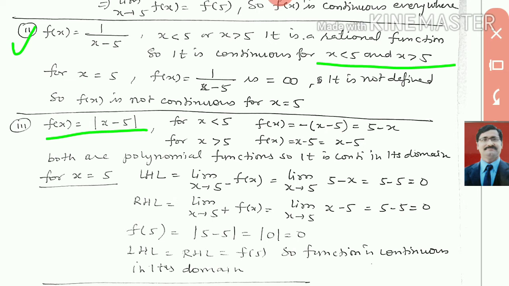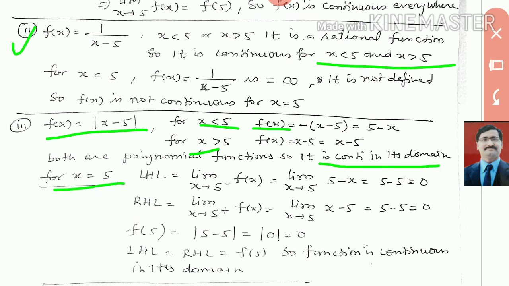Now f(x) is equal to modulus of x minus 5. For x less than 5, what we have: f(x) is negative of x minus 5, that is 5 minus x we can write. For x greater than 5 we have f(x) equal to x minus 5. Now both are polynomial functions, so it is continuous in its domain.